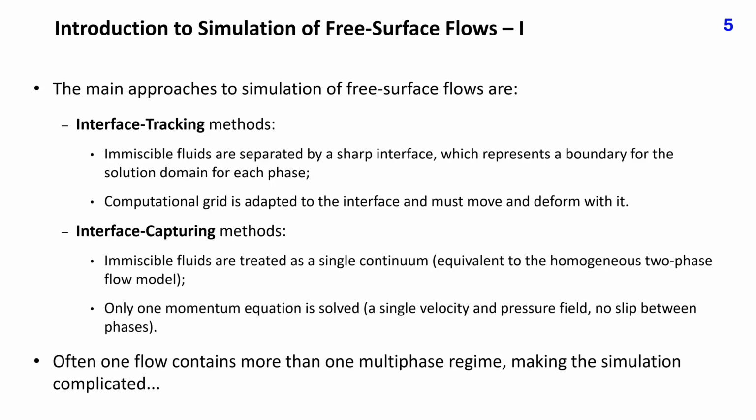In interface capturing methods, immiscible fluids are treated as a single continuum, which is equivalent to the homogeneous two-phase flow model. Only one momentum equation is solved, that is, a single velocity and pressure field are computed. The distribution of the phases is determined by computing the evolution of their volume fractions or another indicator variable. If both phases are present in the same control volume, they have the same velocity, that is, there is no slip between phases. Often one flow contains more than one multiphase regime, making the simulation complicated. An example is shown on the next slide.